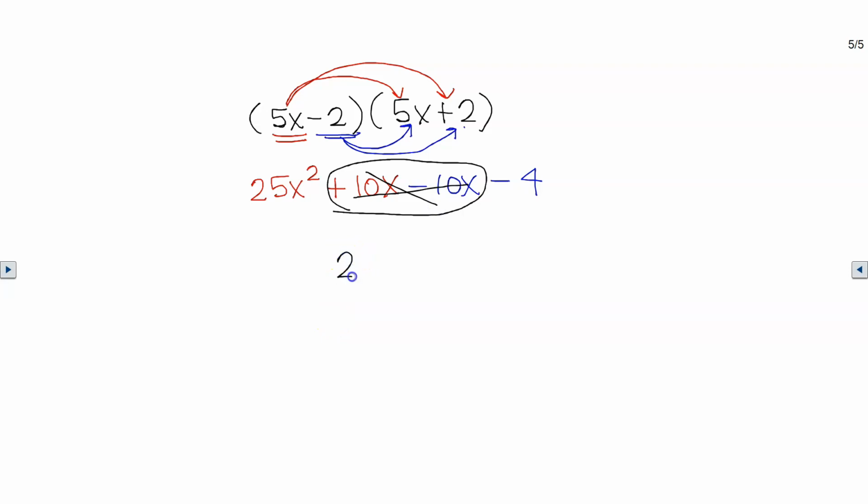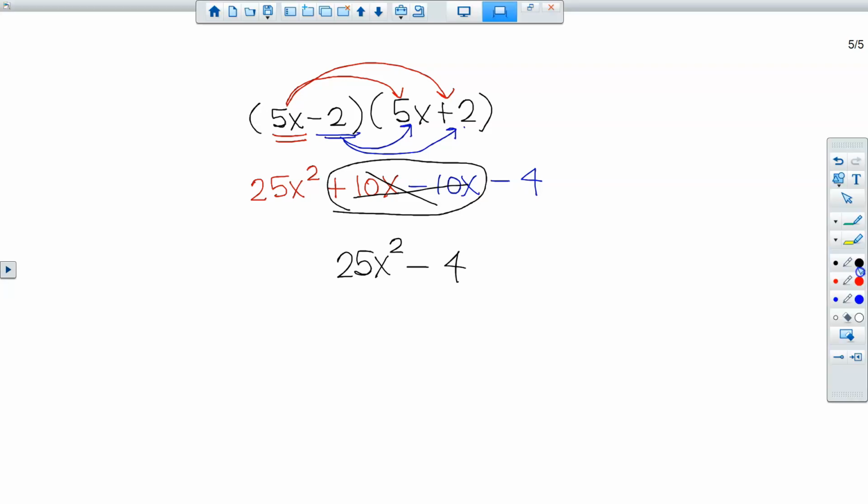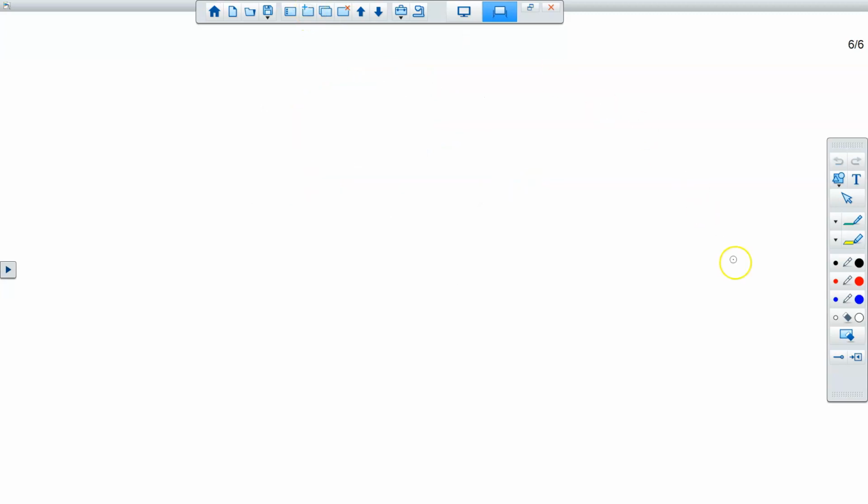So your final answer on this one is going to be 25x squared minus 4. To do the multiplication, we distribute every term from the first polynomial to every term in the second polynomial, and then at the end we combine our like terms to make the answer as simple as we can. So always that's how it's going to work. Now, let me show you a problem that is going to look a little bit different.